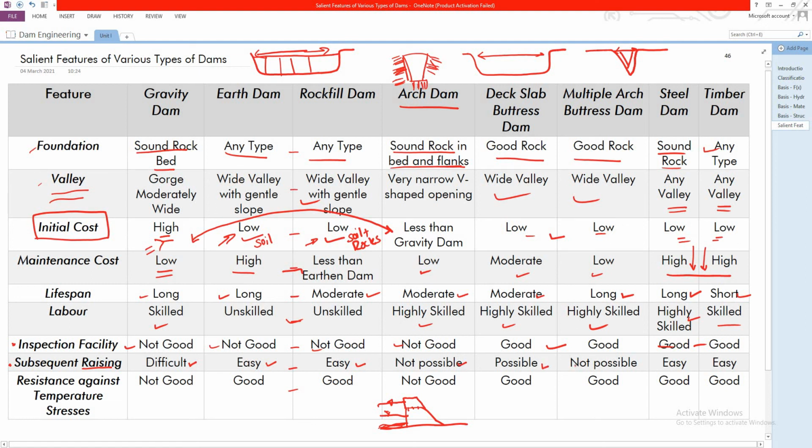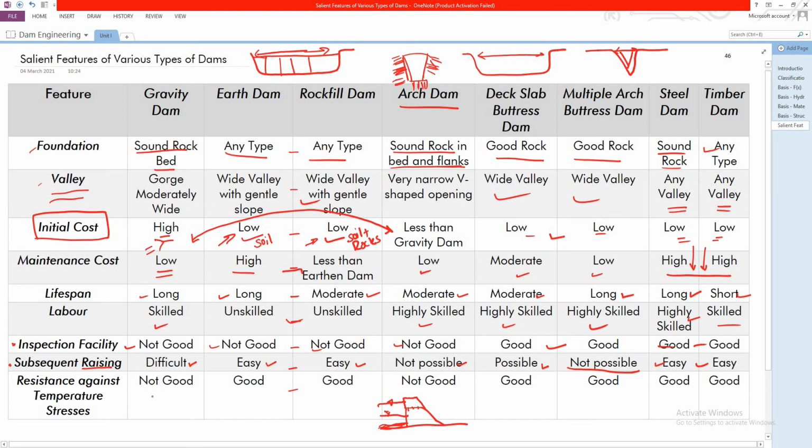But in case of multiple arch type buttress dam, since arch is the component that is going to act as a barrier, raising the height of arch is not possible. Same as it was in case of arch dam. Similarly, it goes like not possible in case of multiple arch type buttress dam. In case of steel dam and timber dam, you just have to increase the number of layers of steel component or timber component.